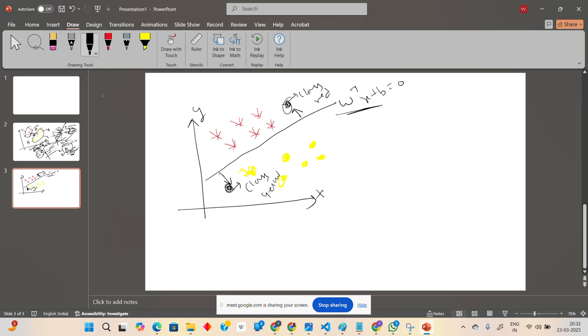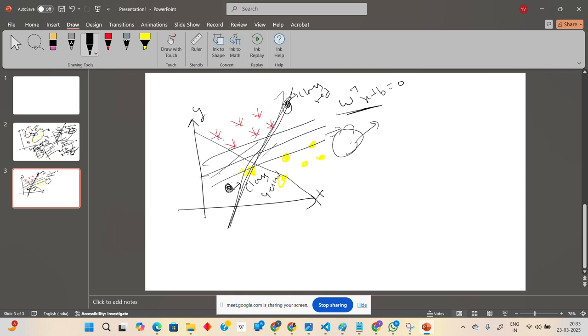Now, there might be a question. Is this the only line that I can draw? No, I can even draw a line like this. Let us consider this is also a straight line. I can also draw a line like this, or like this, or like this. Then which line is actually the best suited line?